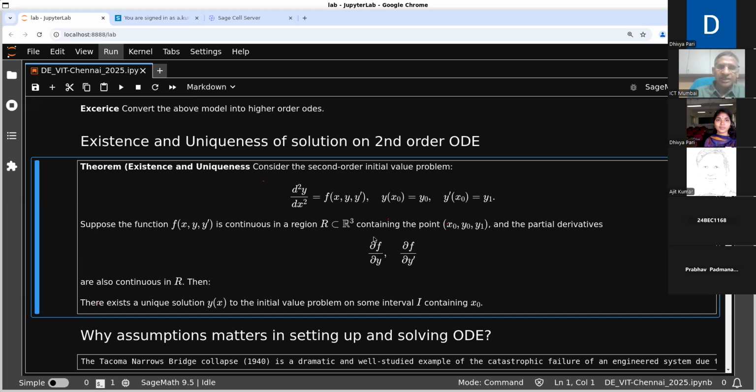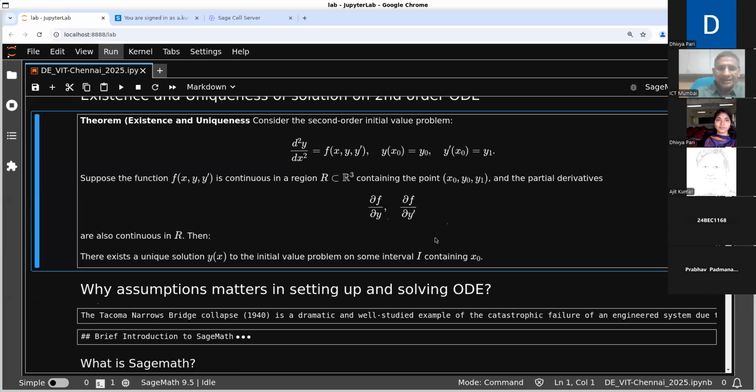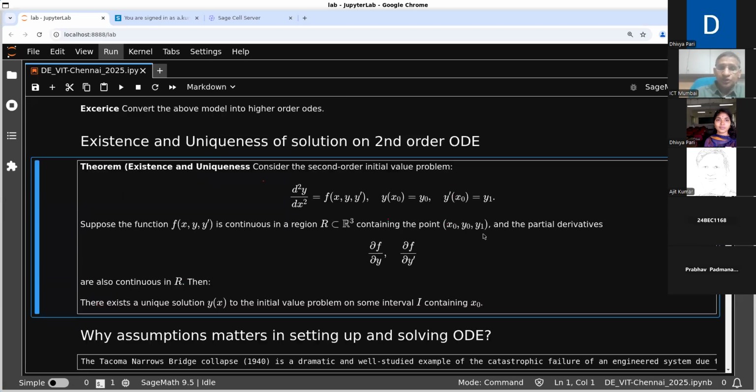So here the necessary and sufficient condition is, of course, that f should be continuous in all the variables x, y, and y dash, and the first order partial derivative of f with respect to y as well as with respect to y dash, since y dash becomes another variable you can think of, should be Lipschitz, right? So that should be bounded, right? And you can extend this condition to nth order ODE, right? So as I mentioned, satisfying these conditions is very, very important.